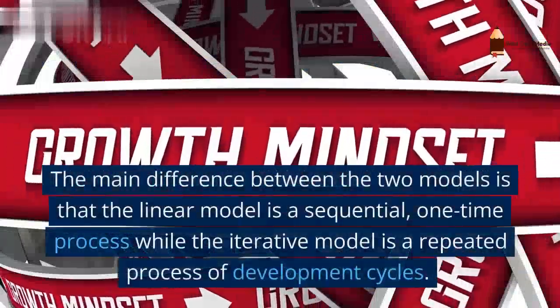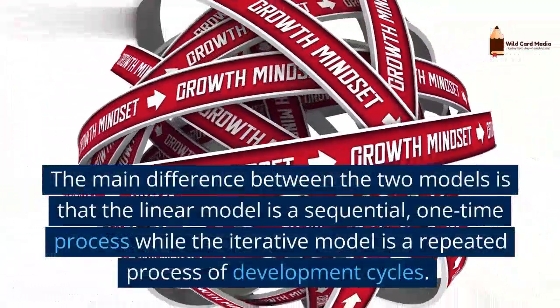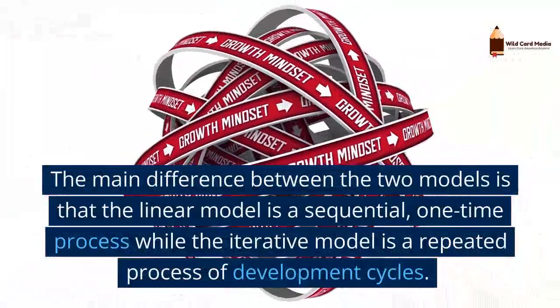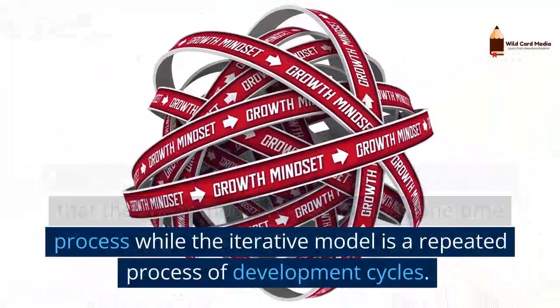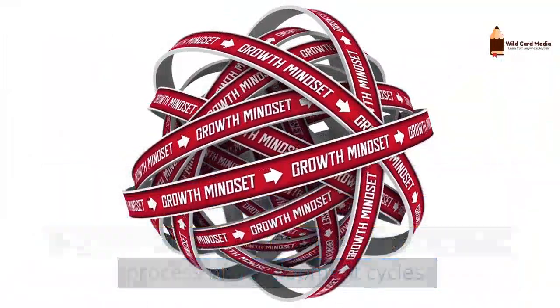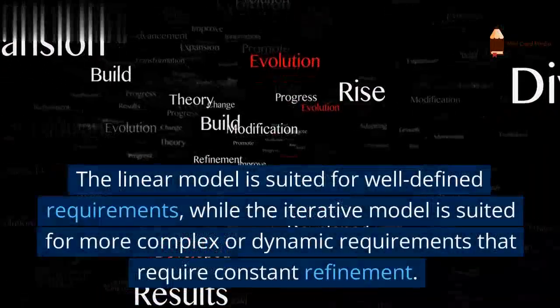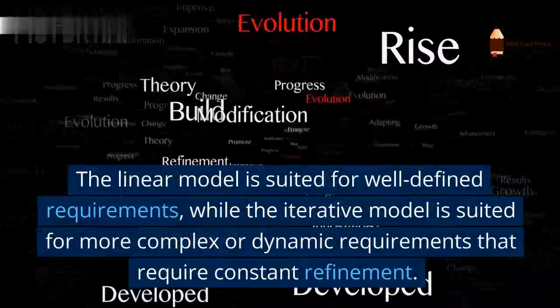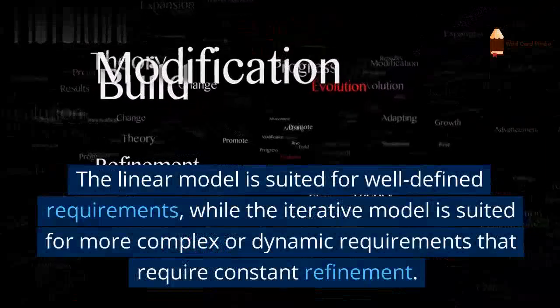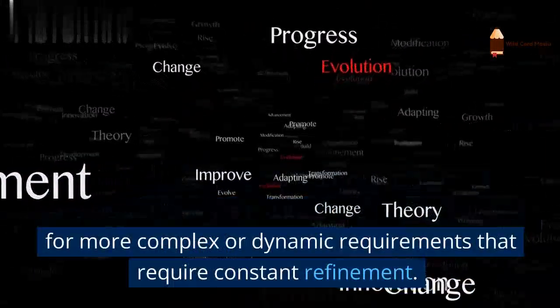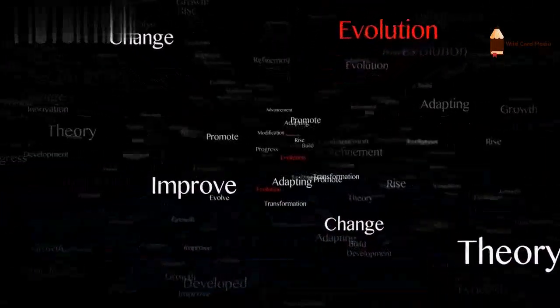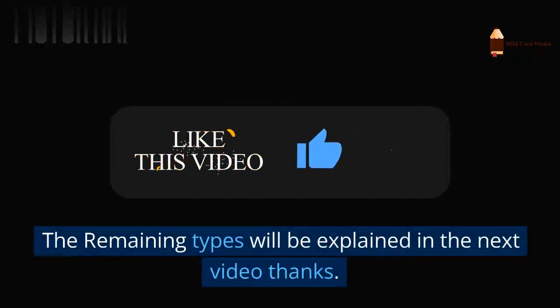The main difference between the 2 models is that the linear model is a sequential, one-time process while the iterative model is a repeated process of development cycles. The linear model is suited for well-defined requirements, while the iterative model is suited for more complex or dynamic requirements that require constant refinement. The remaining types will be explained in the next video.